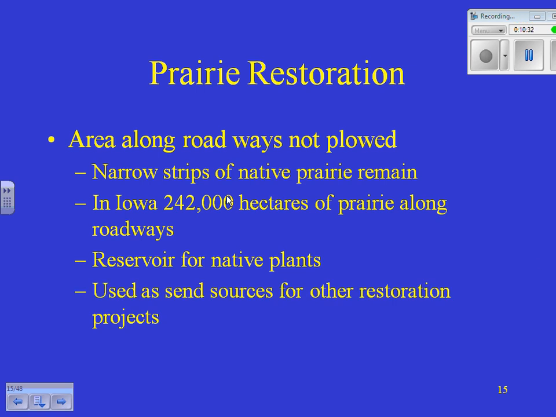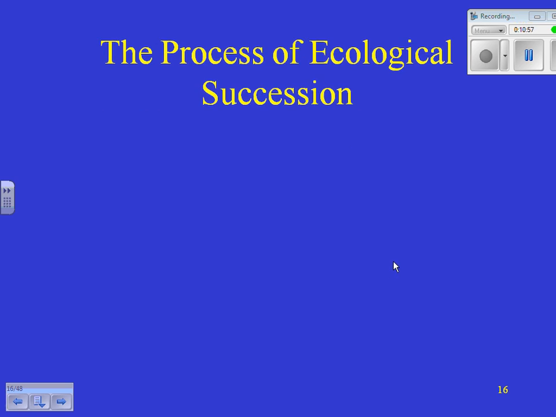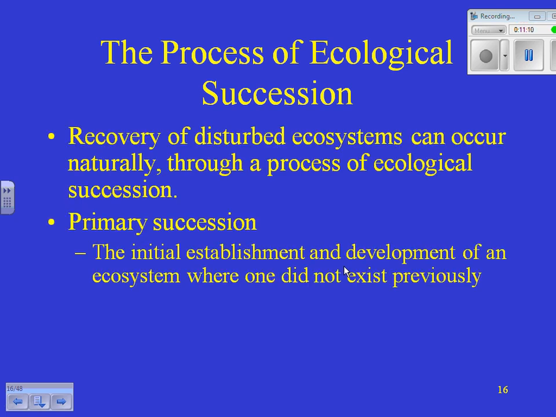If we look at areas along roadways that have not been plowed, there are just some narrow strips of native prairie remaining. In Iowa, about 242 hectares of prairie along roadways. These are reservoirs for native plants, and these prairies are used as sources for other restoration processes. We take a look at what's growing there and we transplant, or we use that as research for other restoration processes. And we look at the process of ecological succession. We talked about this in class. We did the little activity about succession, which is just the natural progression of growth over time.